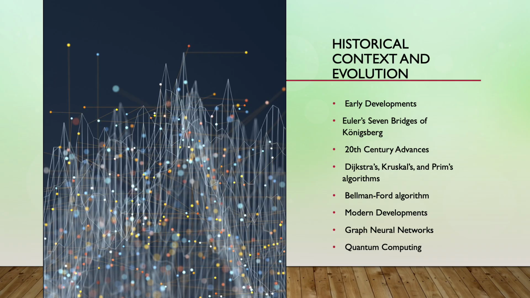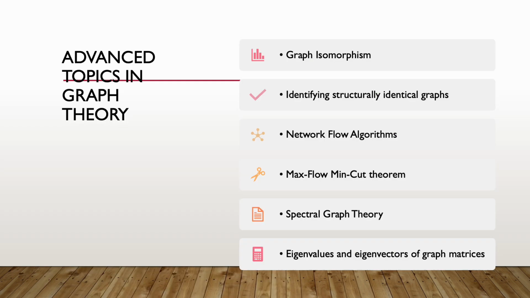Graph theory has a rich history, starting with Euler's work on the Seven Bridges of Königsberg problem in 1736. This laid the foundation for graph theory. In the 20th century, Dijkstra introduced his shortest path algorithm, and Kruskal and Prim developed their MST algorithms. Modern advancements include graph neural networks and quantum computing, which promise to solve graph problems more efficiently.